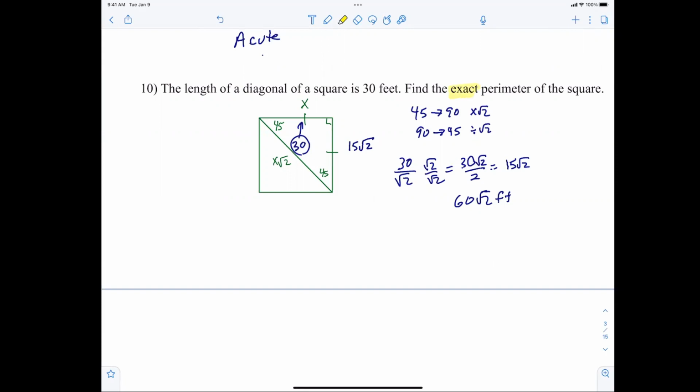What is 60 radical 2 on the calculator? 84. Nope, that's not what I care about. What does it mean? That's an approximation, because radical 2 will be rounded. You with me? Yeah. So that's what they mean when someone says exact.